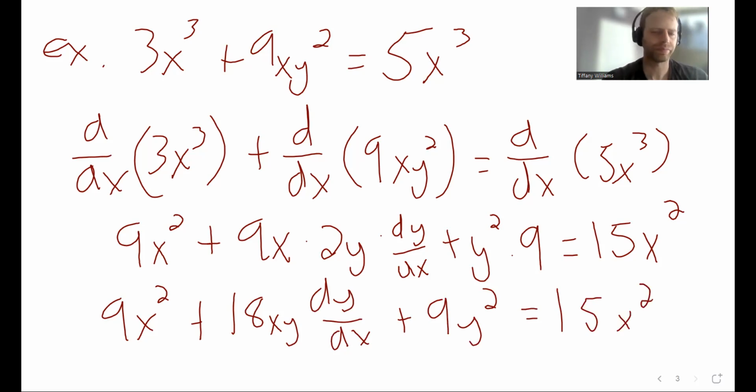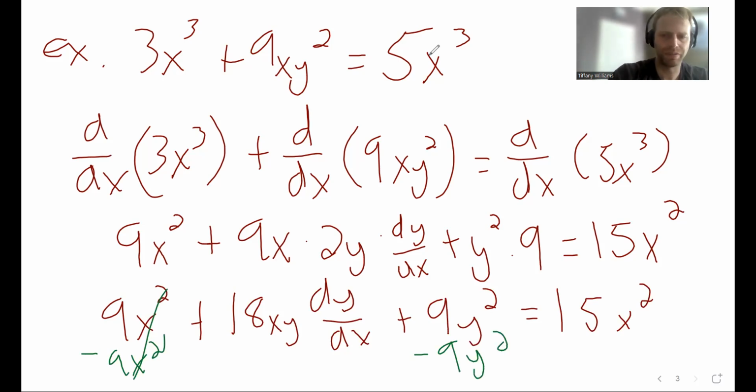Okay. All right. So now, again, I've got one term with dy/dx, so that's good. So I want to isolate that term on one side, and anything that does not have a dy/dx is going to go the other way. So I'm going to get rid of minus 9x squared and minus 9y squared. Okay. So we'll subtract it here. I'm going to do minus 9x squared.